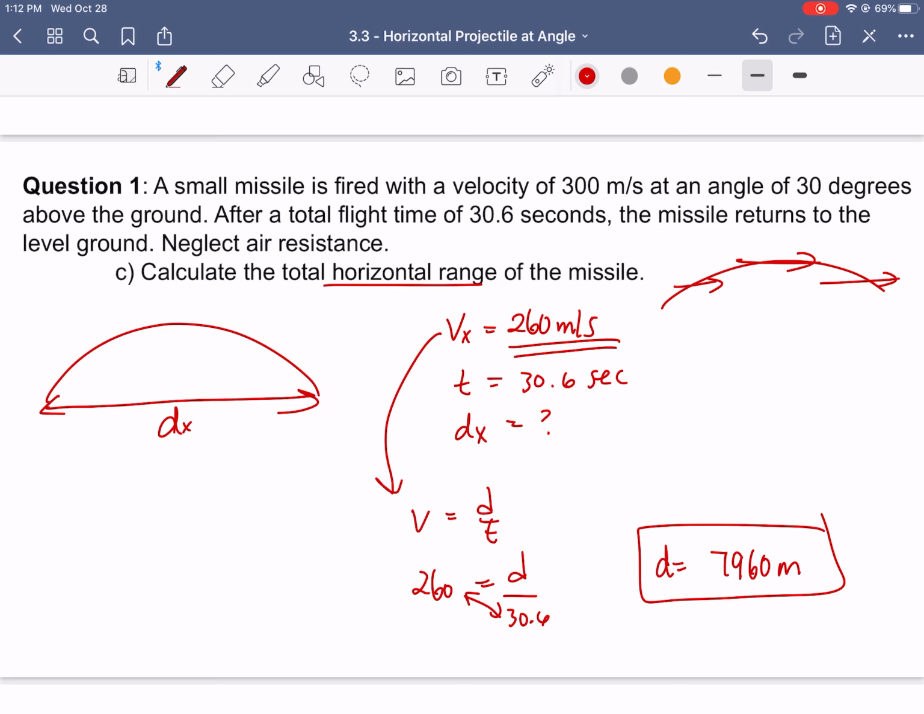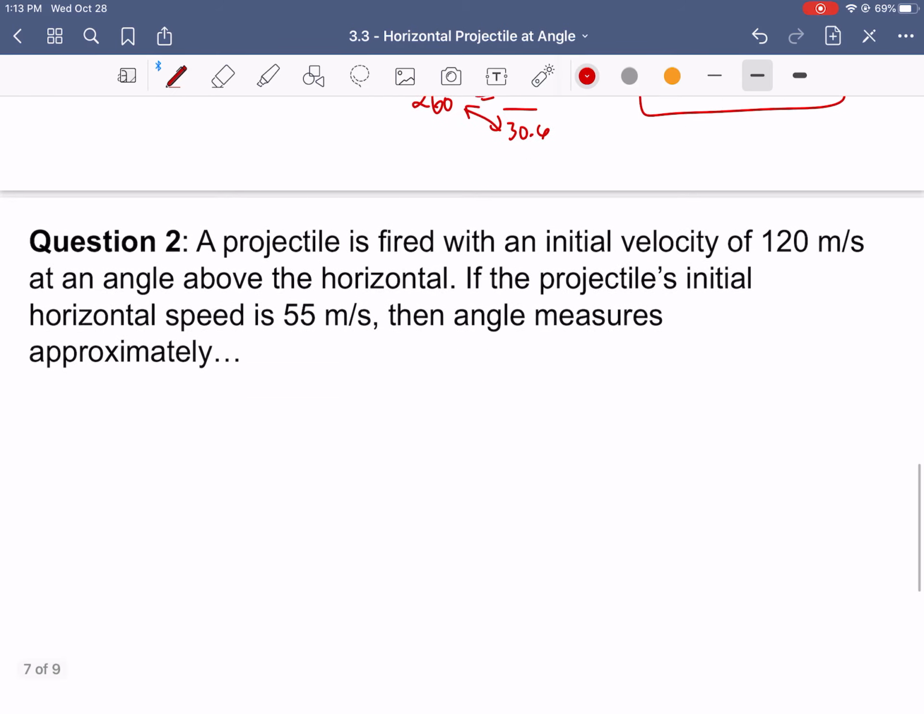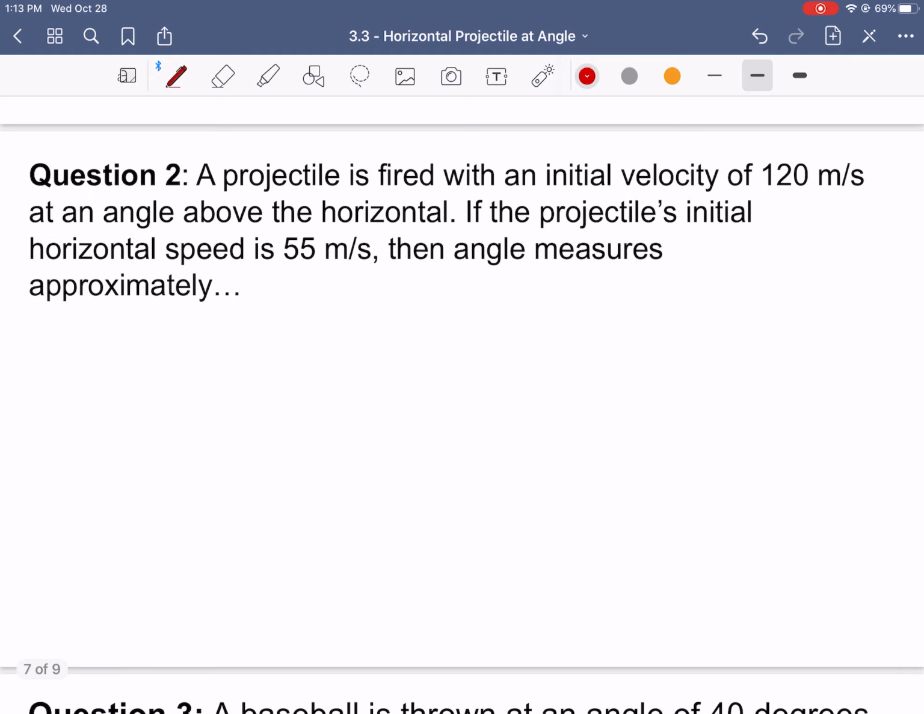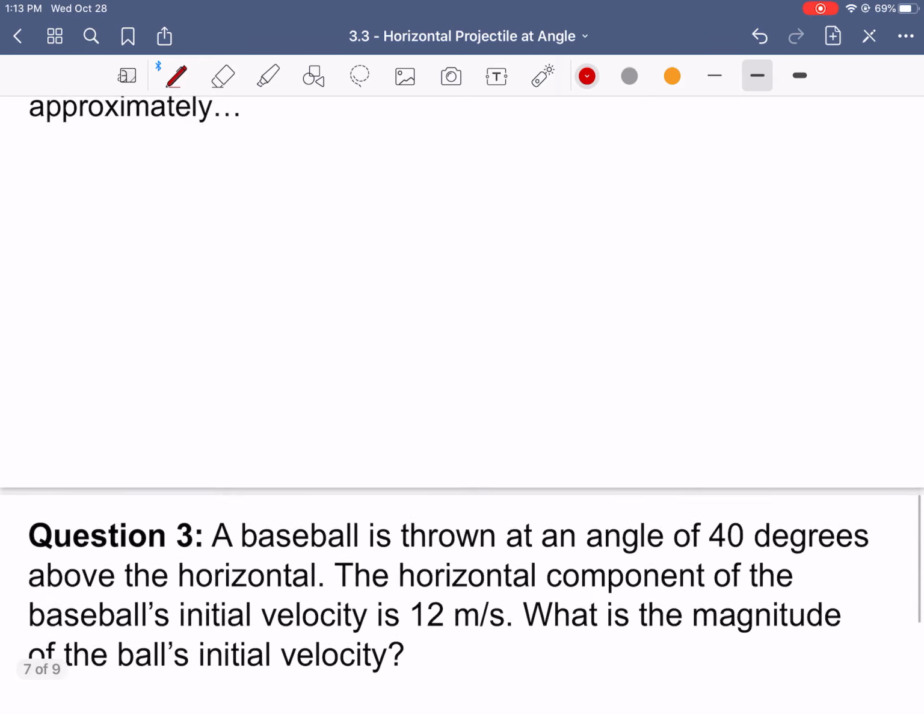Okay, so these are the type of problems that you will be seeing for the horizontal projectile fired at an angle. Here is the second problem that you can try. You can pause the video, try it on your own, and let me know if you have any questions. I'm going to post the answer key with the step-by-step solutions on Google Classroom as a separate attachment. So pause your video here and try number 2.